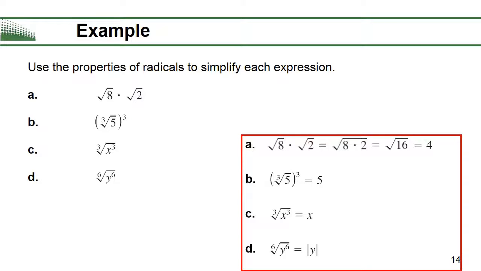All right, for A, we should have gotten 4. For B, 5. C is x. And D is the absolute value of y. Now, the reason we're putting the absolute value there is we really don't know if y was positive or negative since it's a y and not a number. So you want to put the absolute value there. Okay.